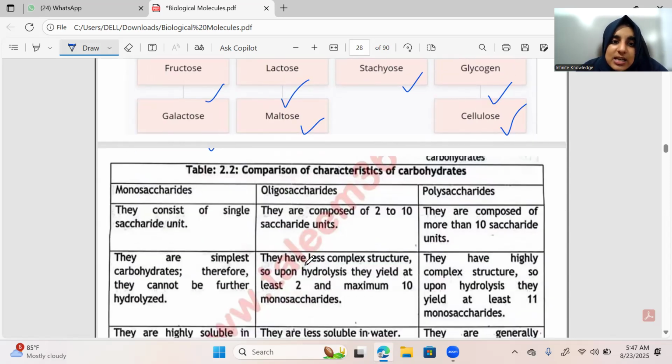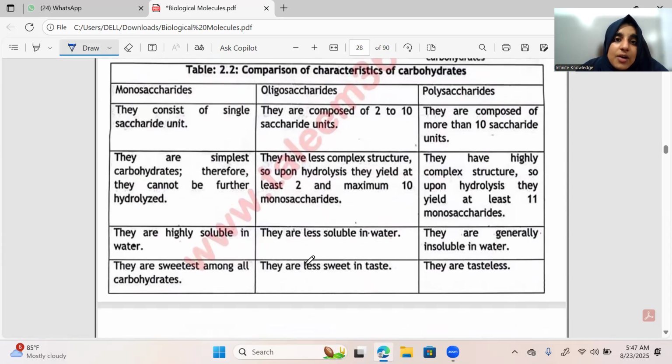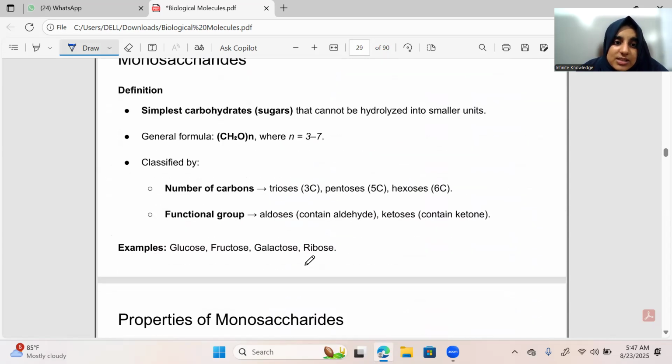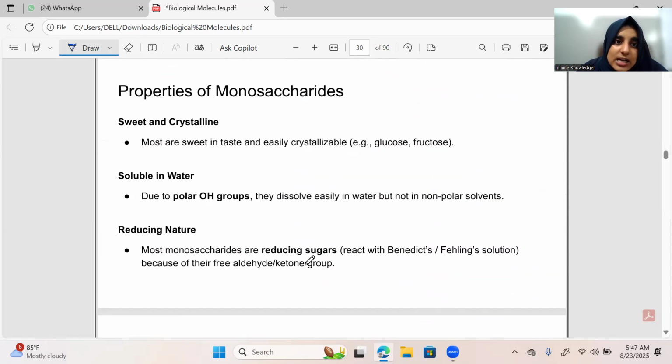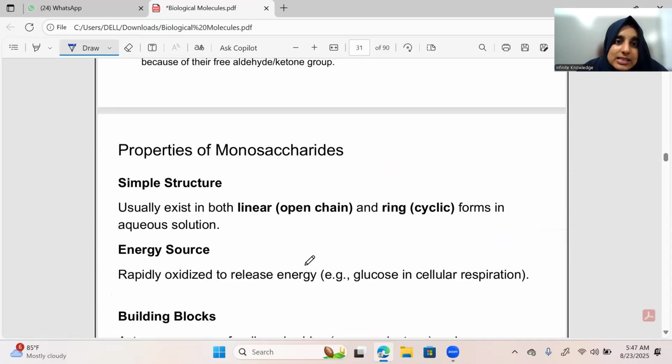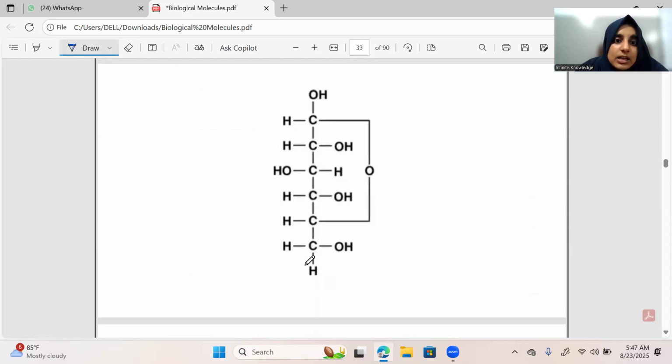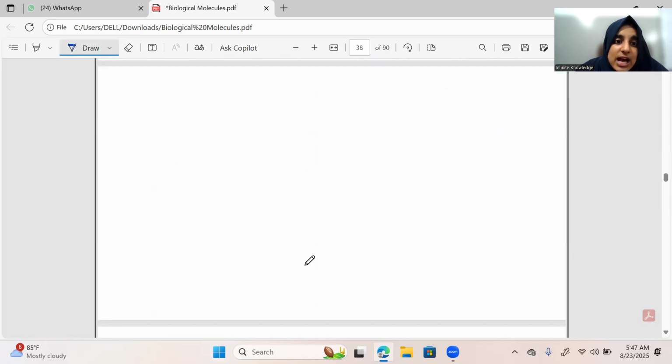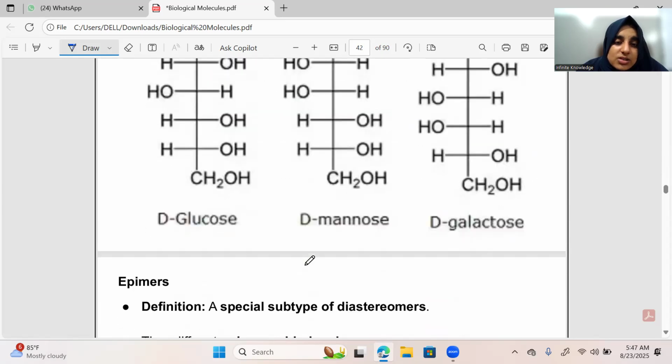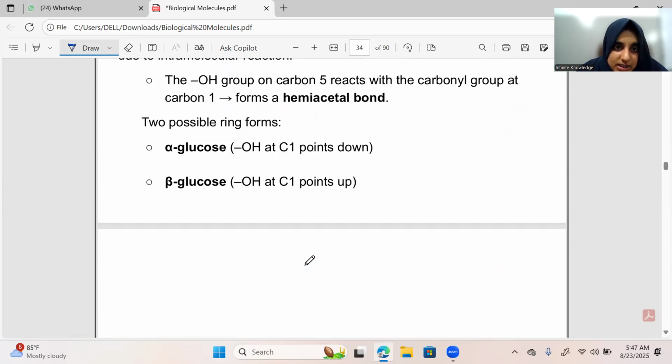So we're going to study about these later on. First, we're going to study about their differences. Then we have the properties of monosaccharides. Then we have the chemical structure and the isomerism of glucose. Okay, so it's actually a pretty long chapter.